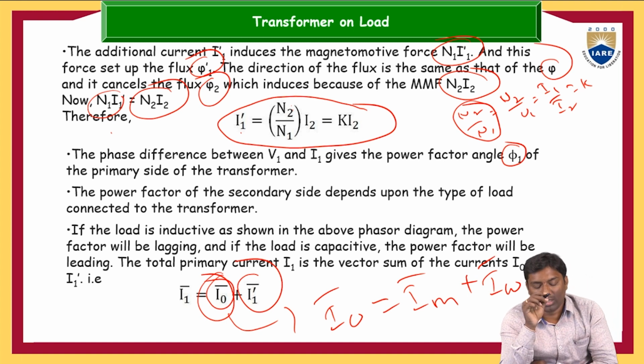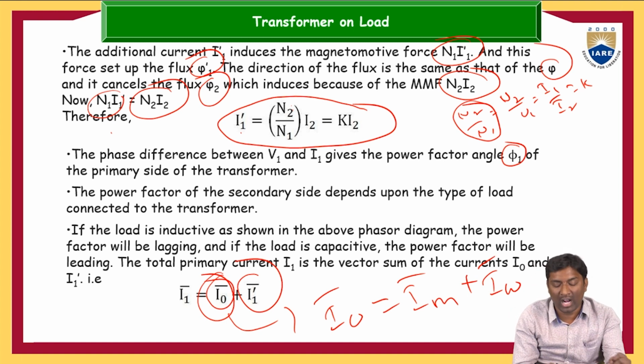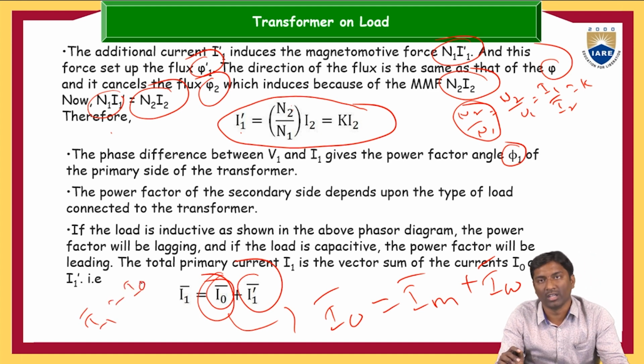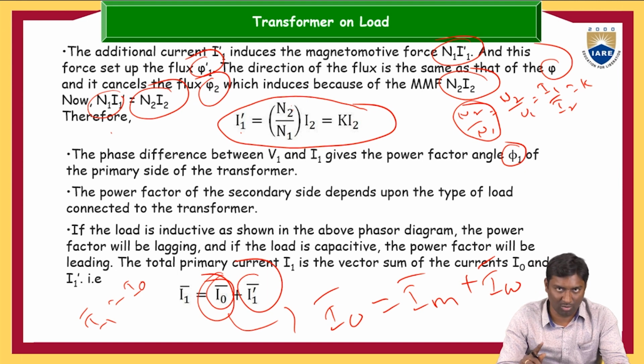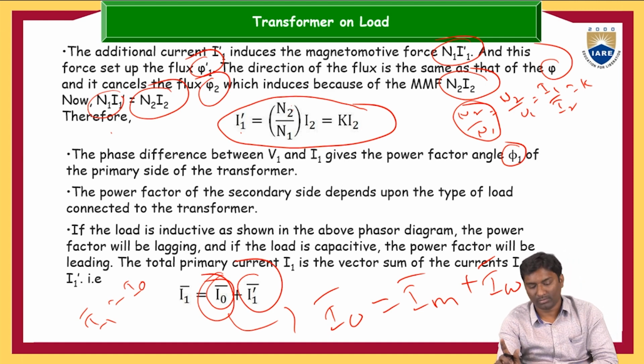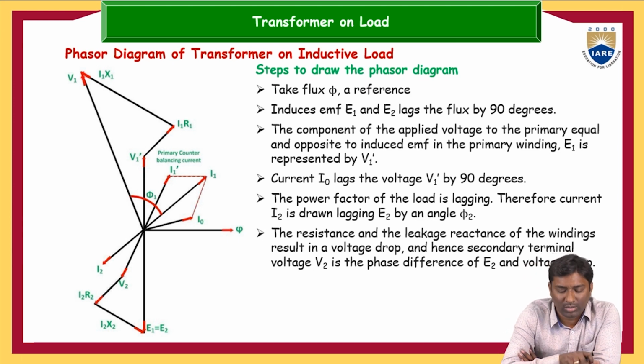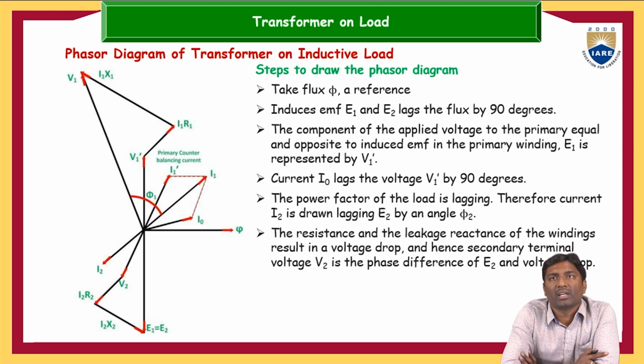The primary current under load condition is I1 equal to I0 plus I1 dash. But under no load condition, the primary current I1 is equal to only I0. That is the difference between load condition and no load condition operation of the transformer. Then we'll discuss the phasor diagram, that is the phasor diagram of a transformer with inductive load. We'll discuss this one, and the remaining ones will be similar.